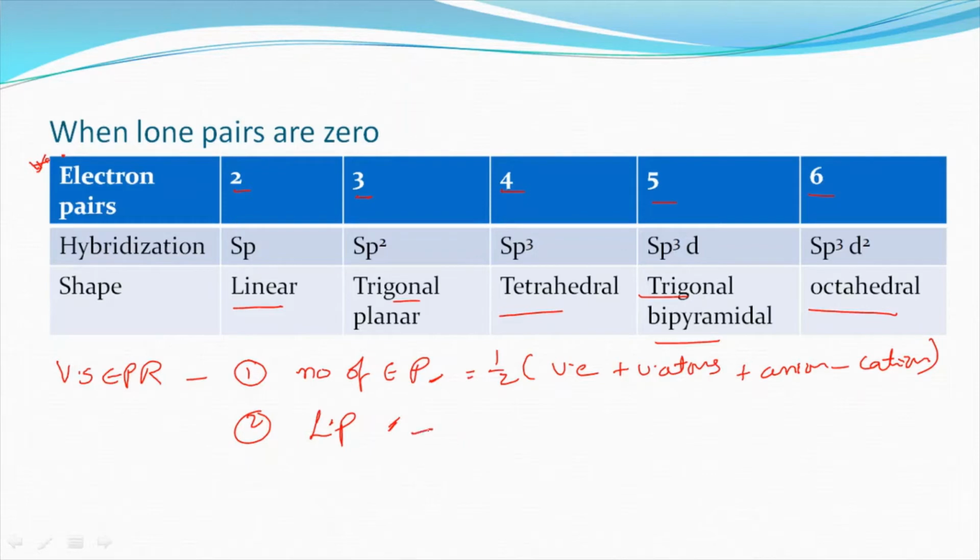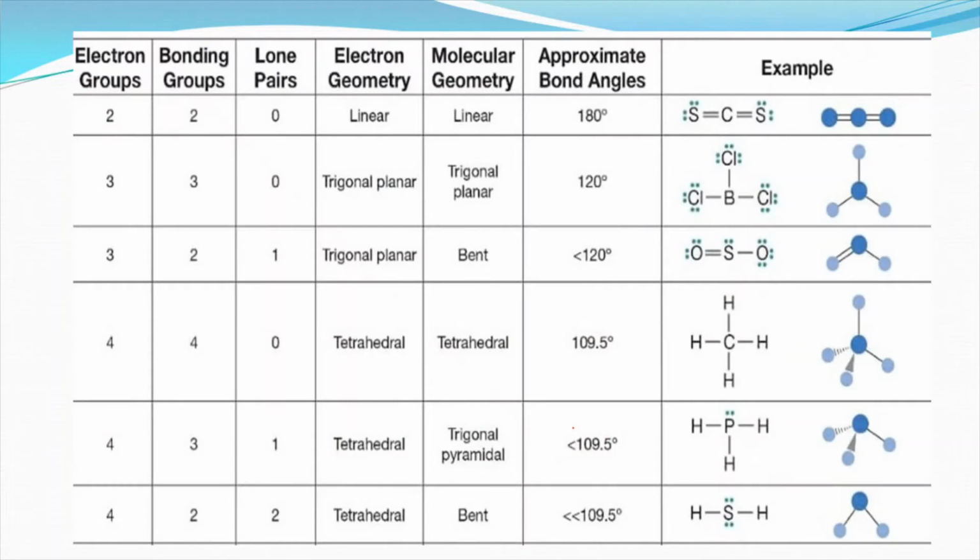And how to calculate the lone pairs? Lone pairs is equal to electron pairs minus bond pairs. Okay, I will discuss later how to find out the lone pairs. So let us discuss the table first. When two electron pairs are there, bonding groups are 2 and lone pairs are 0. The shape of the molecule is linear. So this is the shape of the molecule.